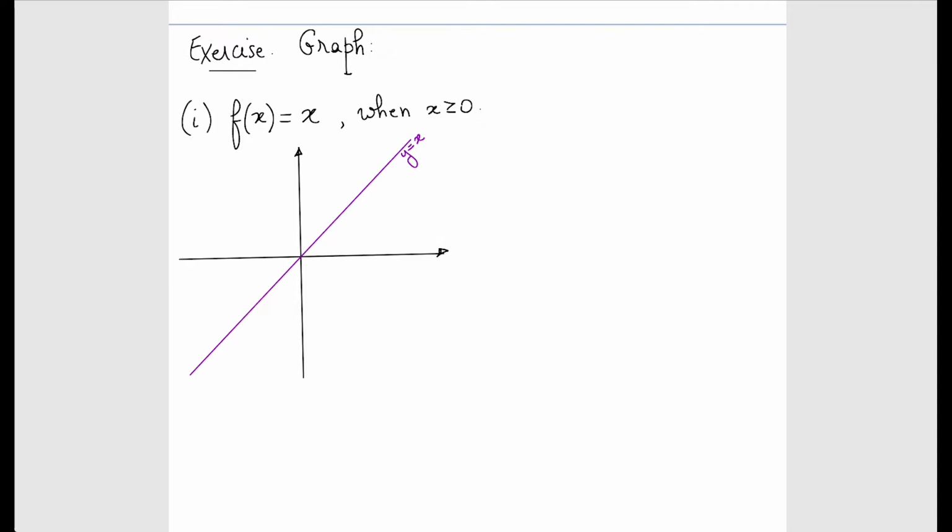Remember, any point on this graph looks like x comma f of x, right? But f of x happens to be x as well. So here x comma x then. Each point has two coordinates, x comma x. They are the same, right? The y value and the x value are the same. So what I'm gonna do is I'm gonna go and keep all those points whose first coordinates are non-negative.